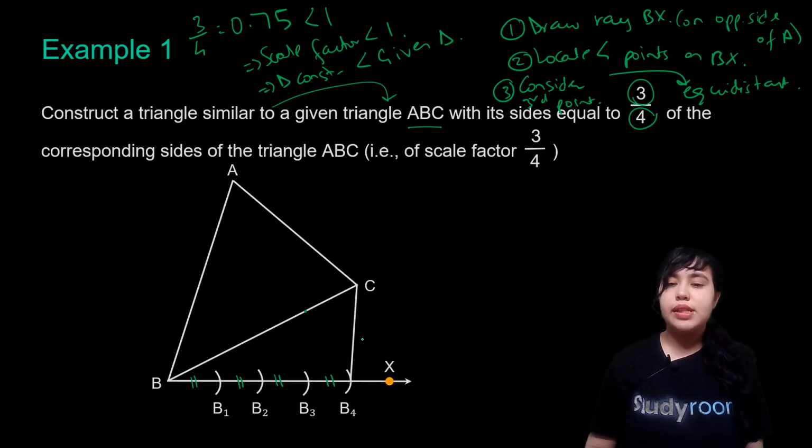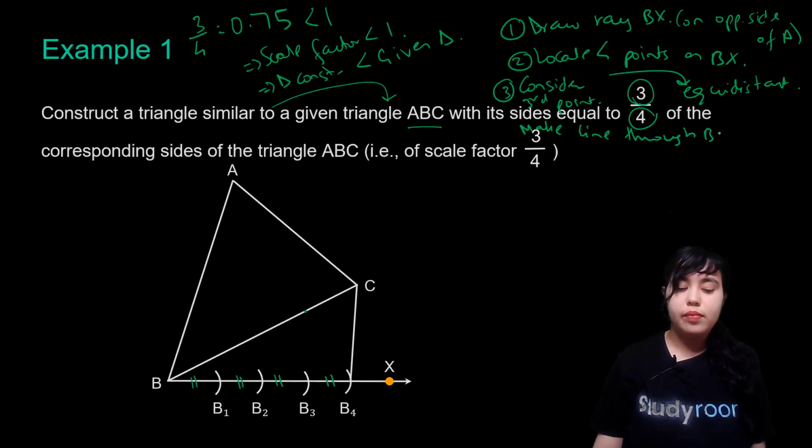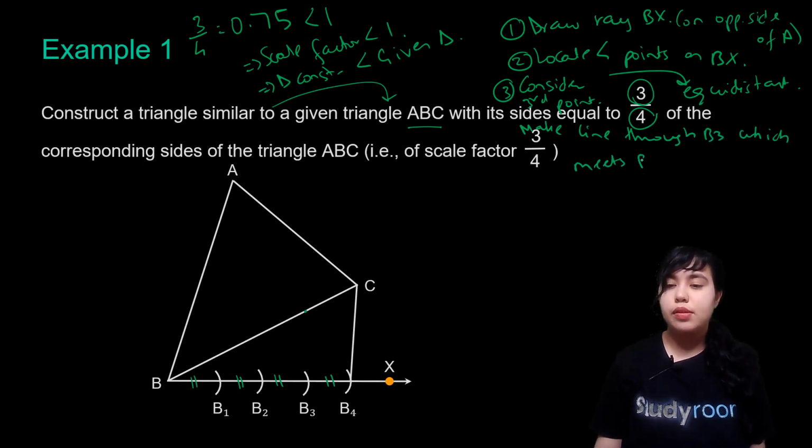The third point over here is B3. So make a line through B3 which meets BC. Let's say it meets at a point C dash. Now the catch here is that this line B3 C dash should be parallel to B4 C.